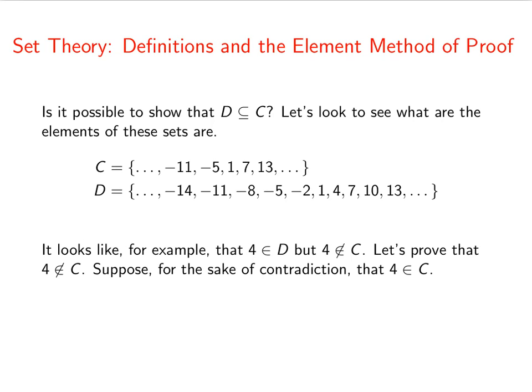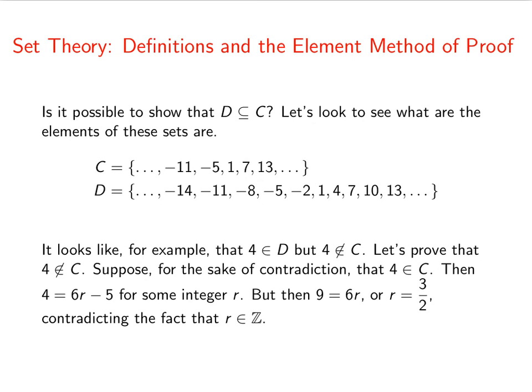Let's do it with a proof by contradiction. Let's suppose, for the sake of contradiction, that 4 is an element of C. That means that 4 is equal to 6r minus 5 for some integer r, but then if we solve for r, we'll get r equals 3 halves, and that contradicts the fact that r is an element of Z. Therefore, we can conclude that 4 is not an element of C, and this proves, in fact, that D is not a subset of C. Okay, that's all for now.